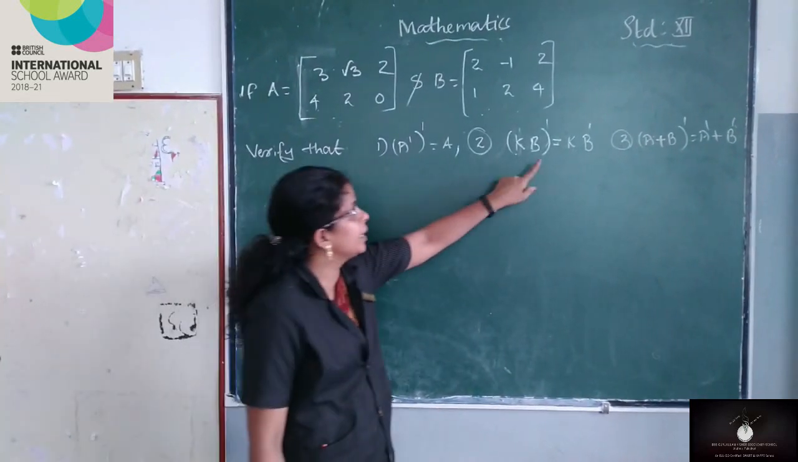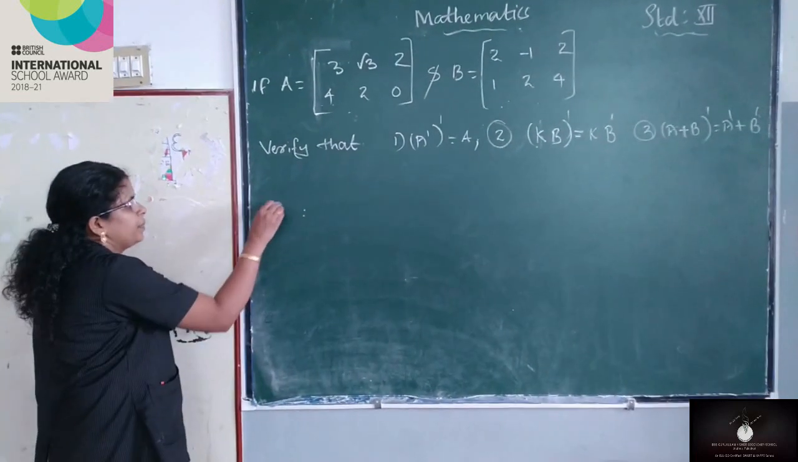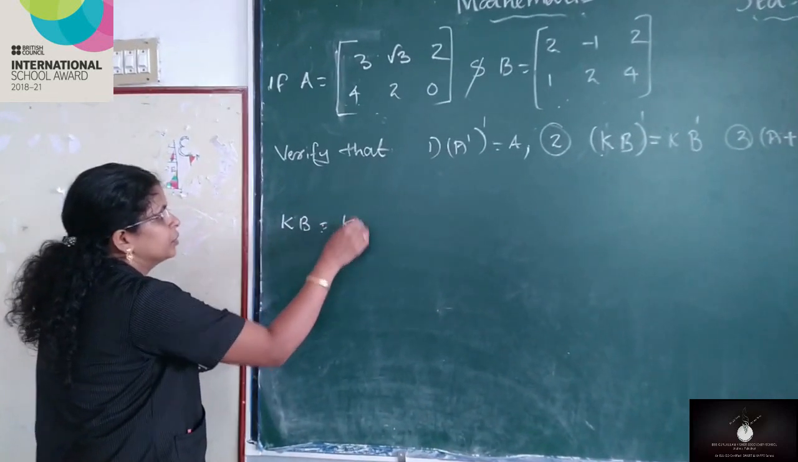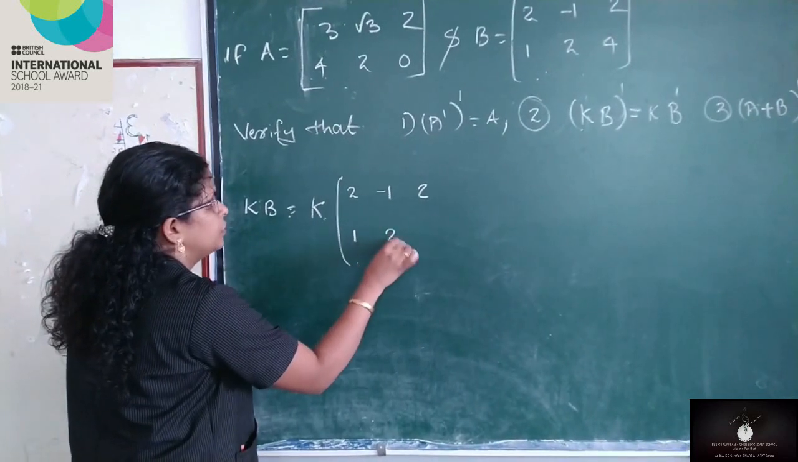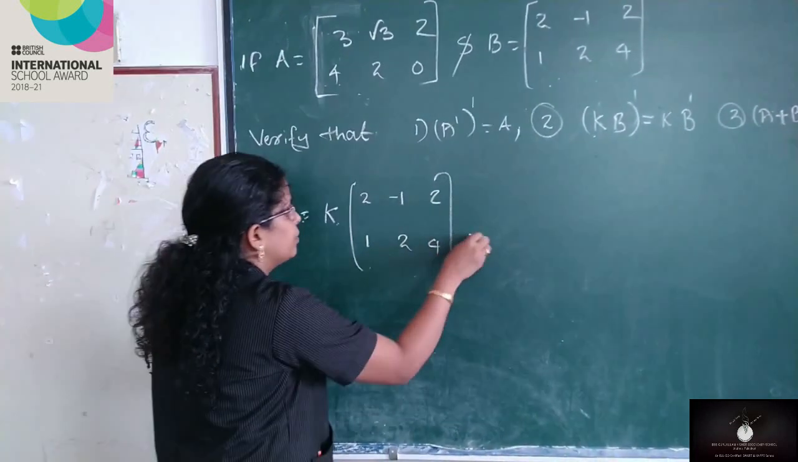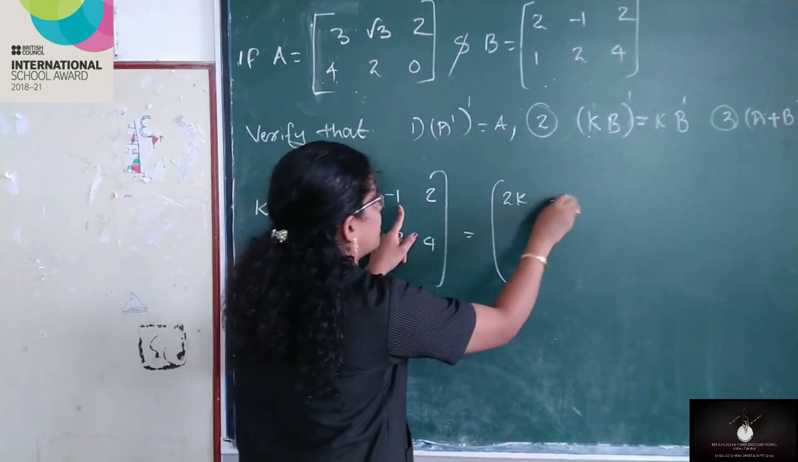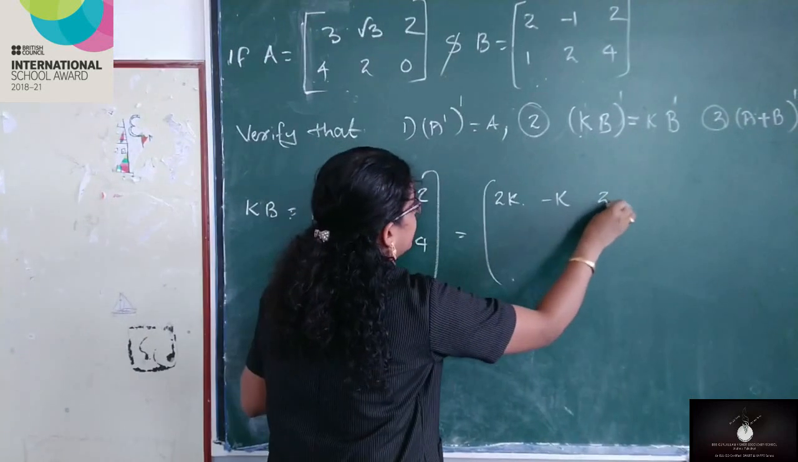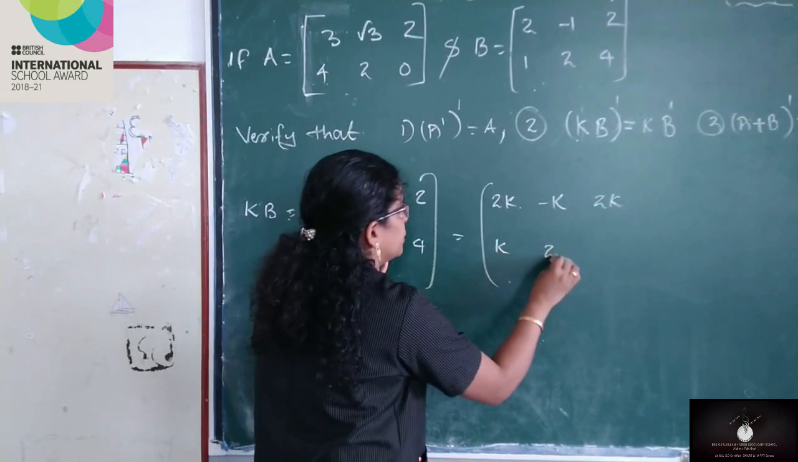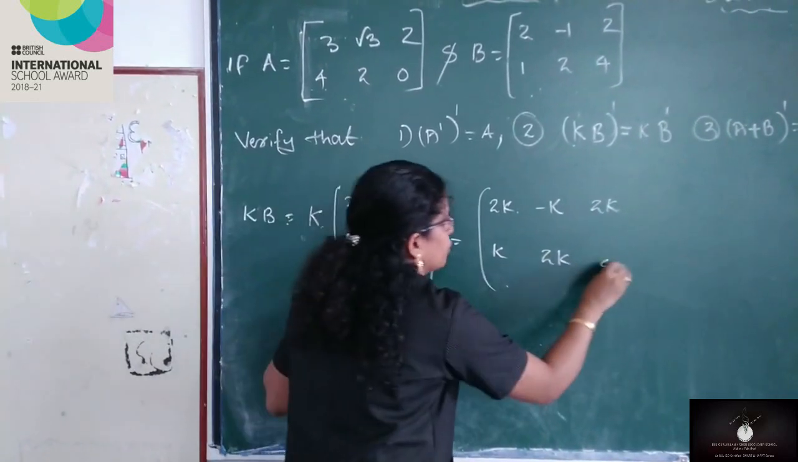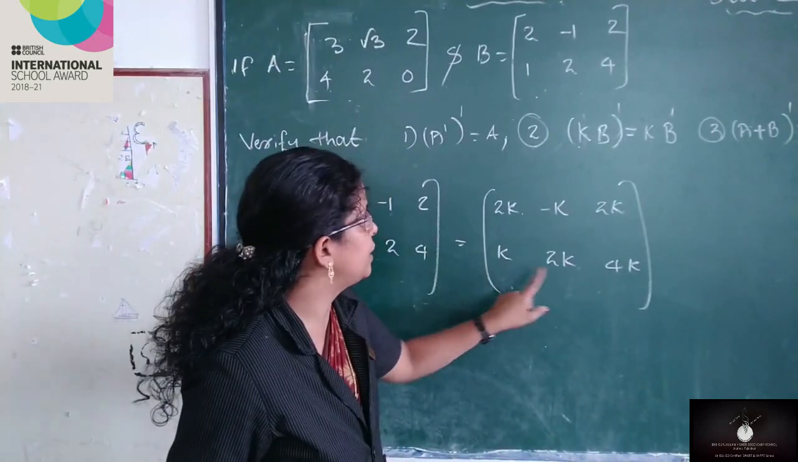The second question is kB whole transpose equals k into B transpose. So first write kB, that is k into B. Matrix B is 2, minus 1, 2, 1, 2, 4. So k into B: k into 2 is 2k, k into minus 1 is minus k, k into 2 is 2k. Then k into 1 is k, k into 2 is 2k, and k into 4 is 4k. So the matrix is 2k, minus k, 2k, k, 2k, 4k.